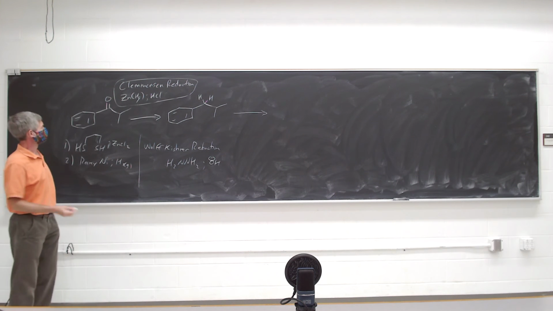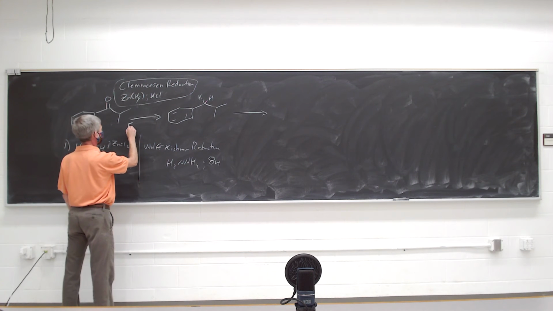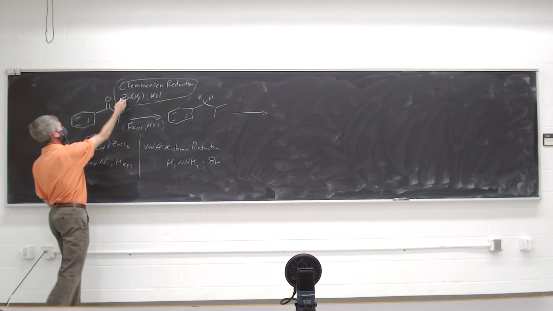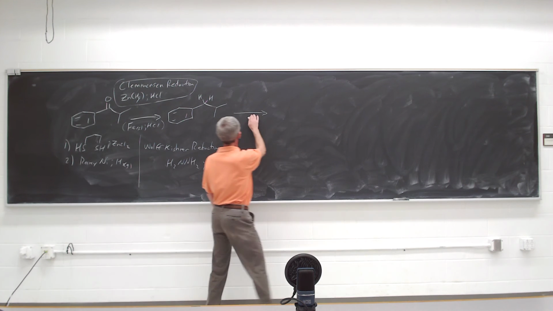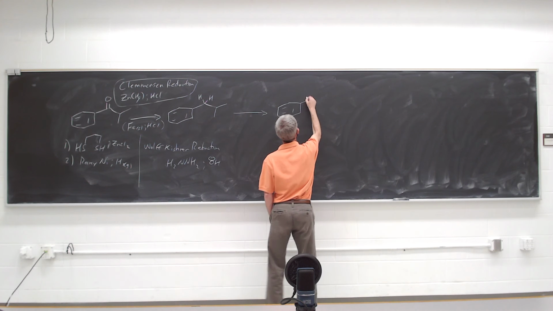Okay, thank you. So this is new. It could also be done with iron, just iron solid. And that was in the textbook as well. Similar, right? Zinc amalgam or iron will both do that in the presence of acid. You already know how to go the other way. Right?